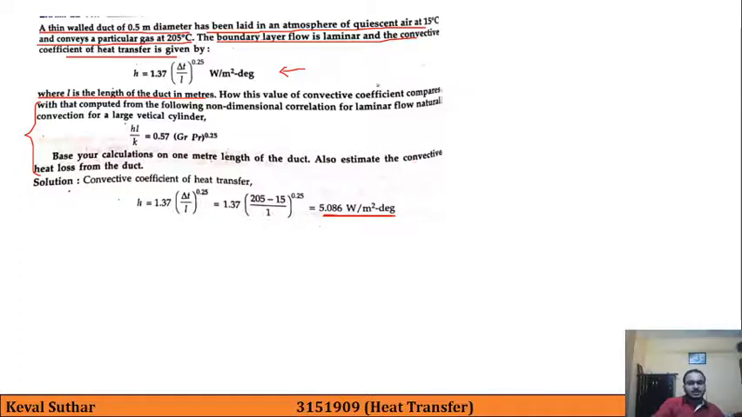Now the next question is how this value of convective coefficient compares with that computed from the following non-dimensional correlation for laminar flow natural convection for a large vertical cylinder. So we are given another formula here: hL by k is equal to 0.57 (Gr Pr) raised to 0.25. So here our calculations will be based on 1 meter length of the duct.